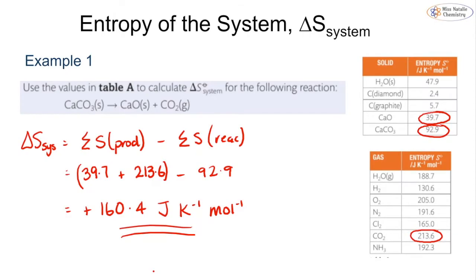It's very important that you have a sign and units in every single calculation that you do for entropy. Always include a sign, regardless of whether it's positive. Don't just miss it out. Always put the actual positive.